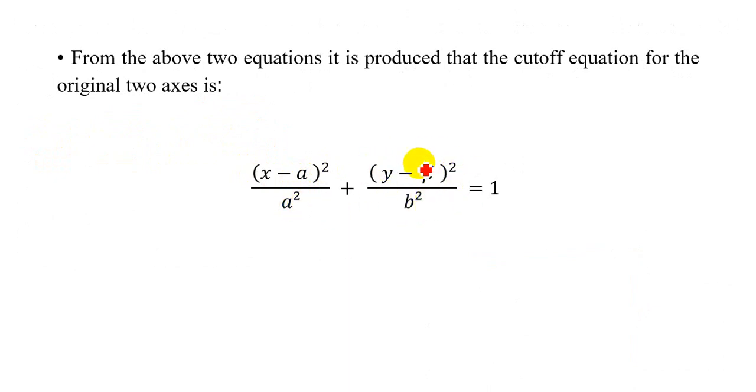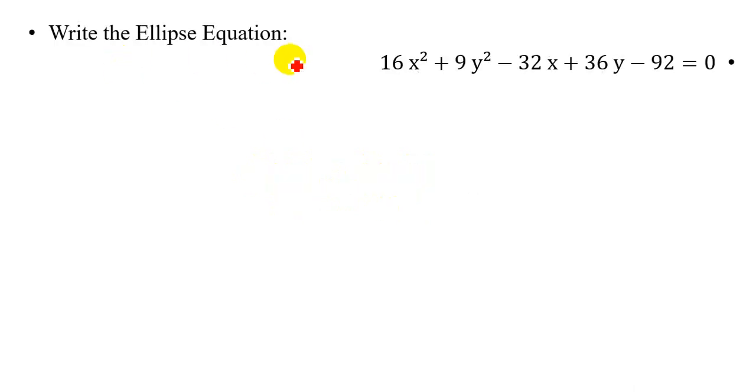So whenever you know the new coordinates, you will just subtract from the value of x which you wanted to get back, and over a squared and b squared you can get our equation. Write the ellipse equation, that is our example.